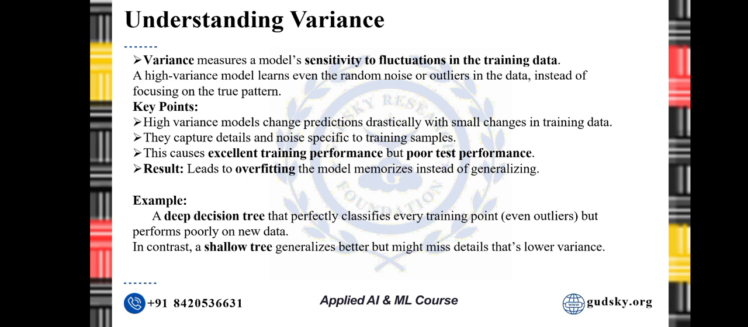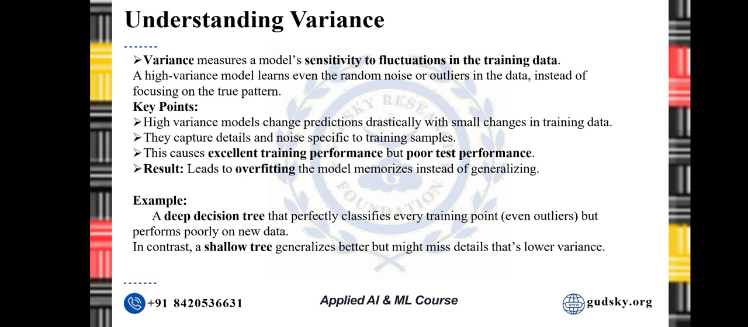Let's take a simple example. Suppose you are fitting a decision tree to classify animals. If your tree is too deep, it might create only one tiny rule for every single training sample. Like if tail length equal to 3.1 centimeter, it's a cat. Now that might work perfectly on your training data. But what if you test it on new animals? It fails. That's high variance. The model has memorized the training data instead of understanding patterns.